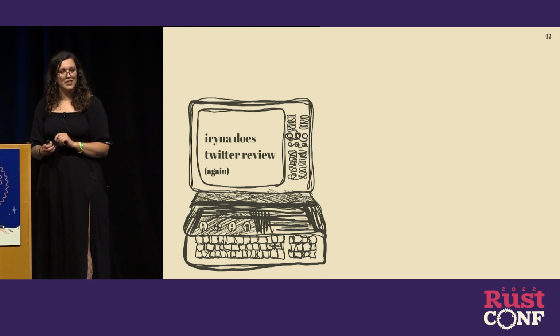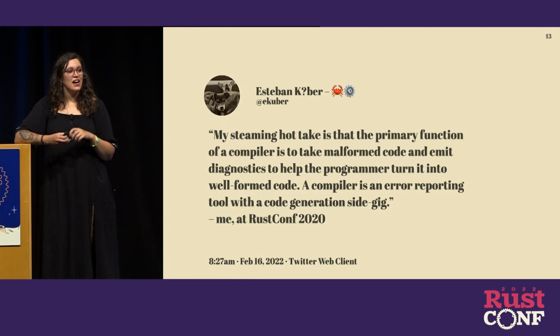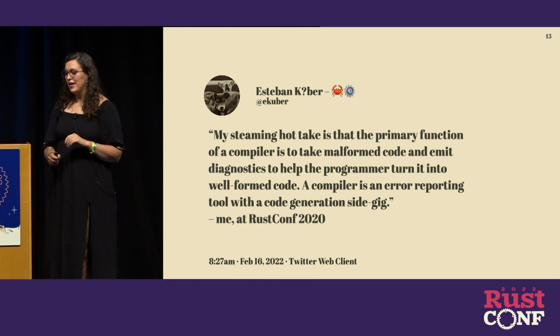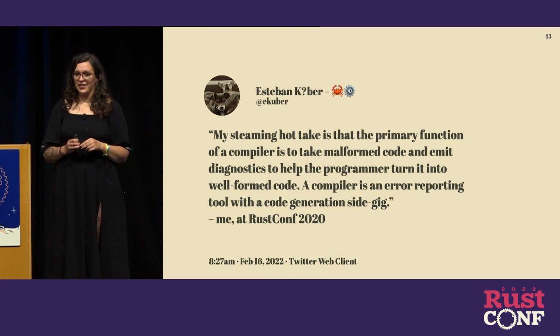And so at this point, I would like to, again, go to a Twitter review. This is officially a Twitter review talk. This is an Esteban tweet, if you will. My steaming hot take is that the primary function of a compiler is to take malformed code and emit diagnostics to help the programmer turn it into well-informed code. A compiler is an error reporting tool with a code generation side gig.